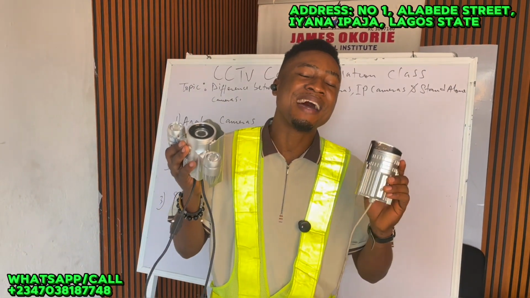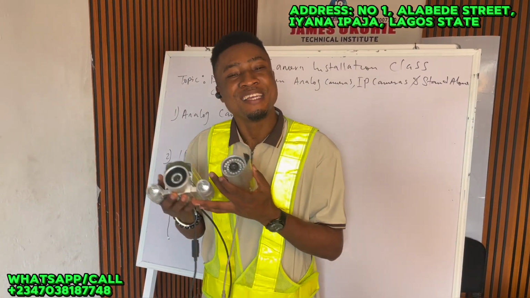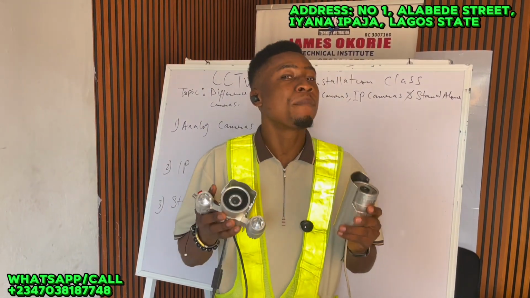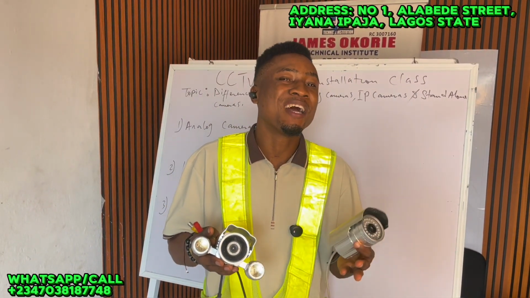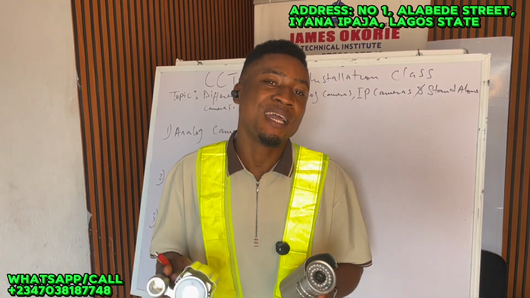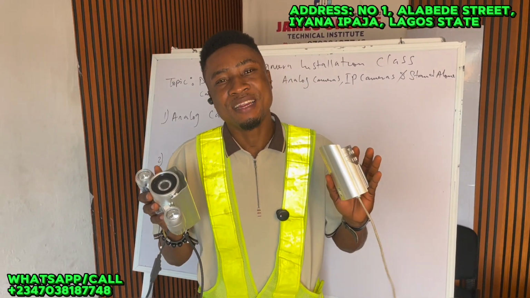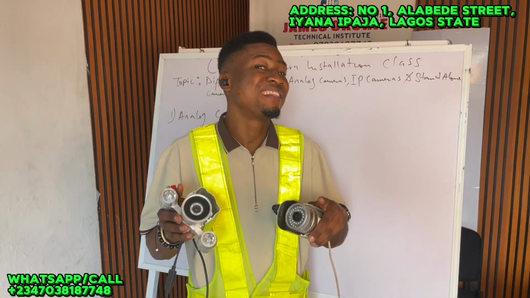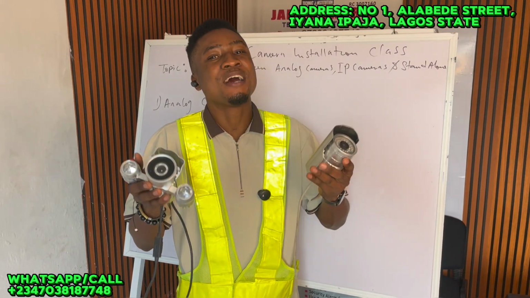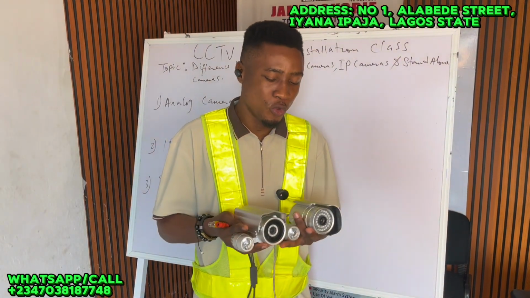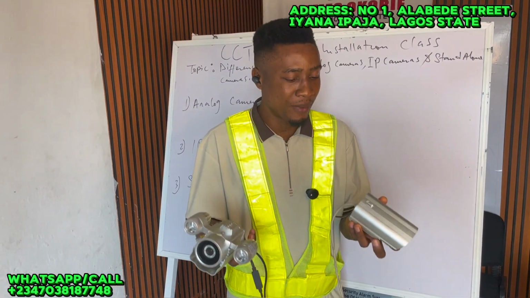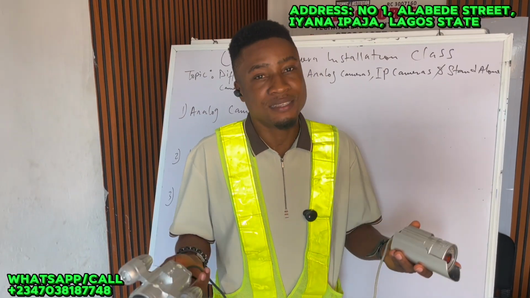So analog cameras are preferred for low budget installation, for easy maintenance, for people that want to do long connection, and also for people that want to do the installation on their own. Analog cameras are very, very easy to install. Every electrician, technician, engineer is supposed to know how to fix and connect analog cameras. So these are the analog cameras with me. There are outdoor cameras, so you can try it out. It's very easy to install.